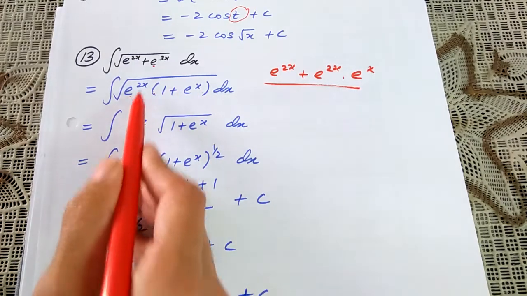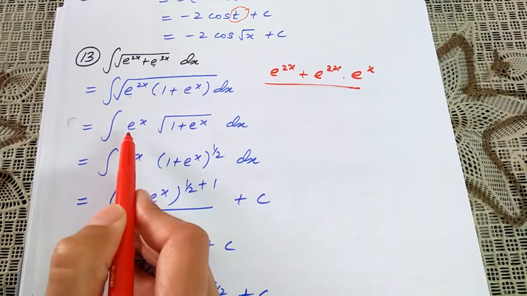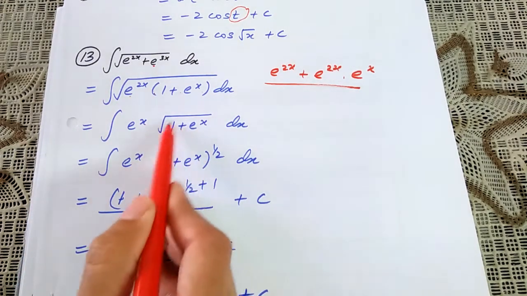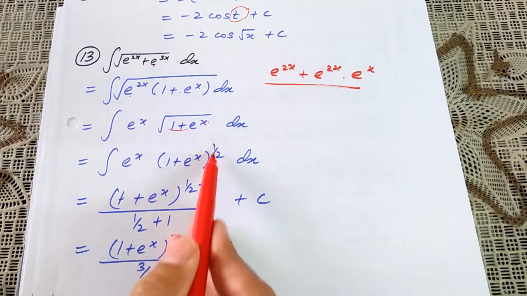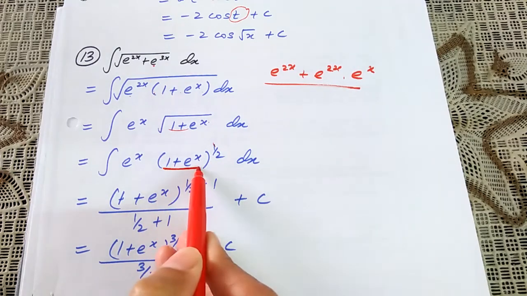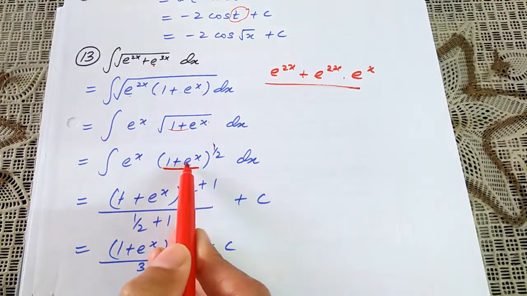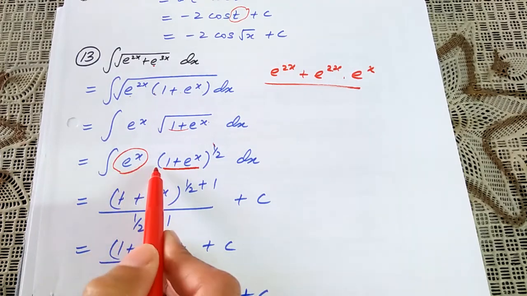This was a square function. It can be taken outside the square root and we will be left with e raised to power x, and inside the function is 1 plus e raised to power x. This can be written as to the power 1 by 2. Now you see, if I take the derivative of this function, I will have e raised to power x, and that is already present here in the multiplication form.